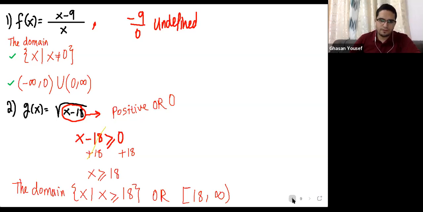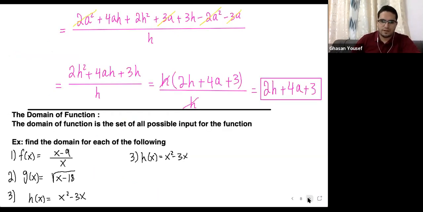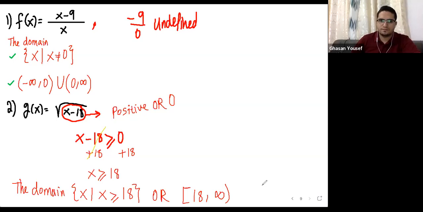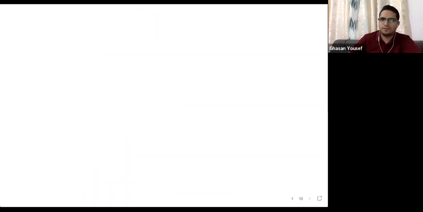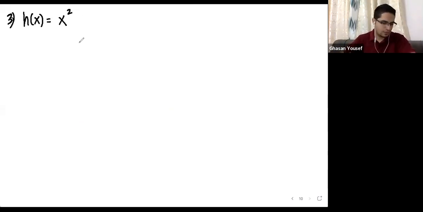Okay, for the last one, number three, h of x equals x squared minus 3x. What is the domain? What's the domain for this function?